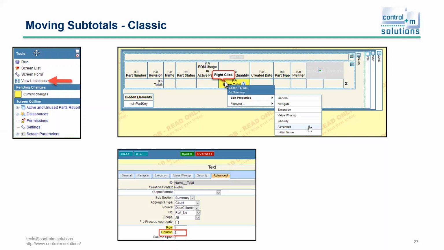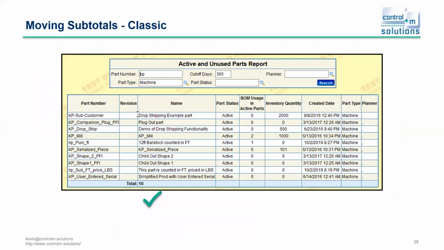So you see the X and Y coordinates, 1, 1, 1, 2, 1, 3, and so forth of all the different fields. What we would do to put that field back to where it should be is right-click on the field, go to the Advanced tab, and set the column to 3. And sure enough, that puts the count of rows back where it needs to be in this case. So that helps with things where we have subtotals.